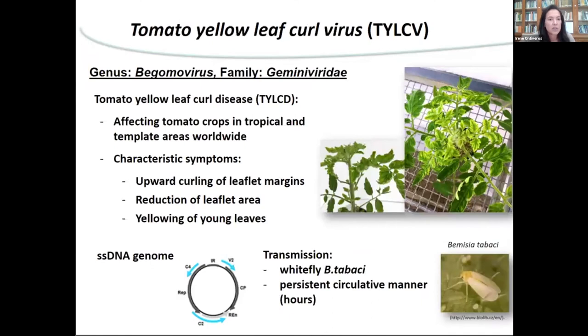On the other hand, tomato yellow leaf curl virus belongs to the genus Begomovirus in the family Geminiviridae, and is currently reported as one of the most widespread viruses causing tomato yellow leaf curl disease. The characteristic symptoms of this disease in tomato plants include upward curling of leaflet margins, yellowing of young leaves, stunting, and reduction of the leaflet area. It has a single-stranded circular DNA genome and is transmitted by the whitefly Bemisia tabaci in a persistent circulative manner, which means that the whitefly needs more time to acquire and inoculate the virus, and this virus can also be replicated inside the insect.